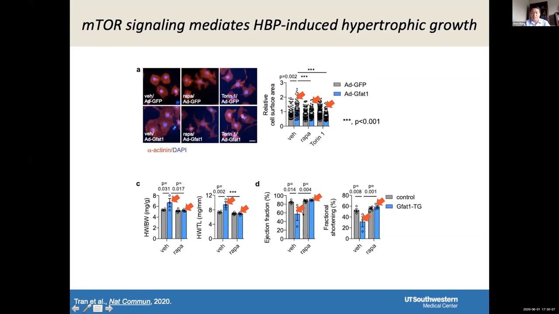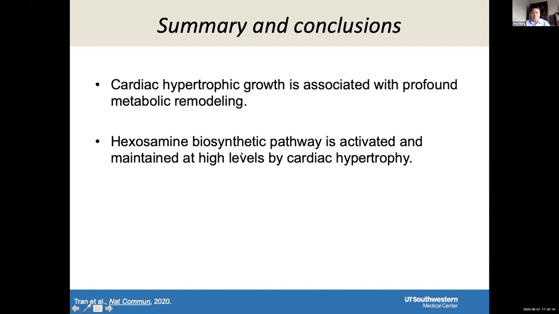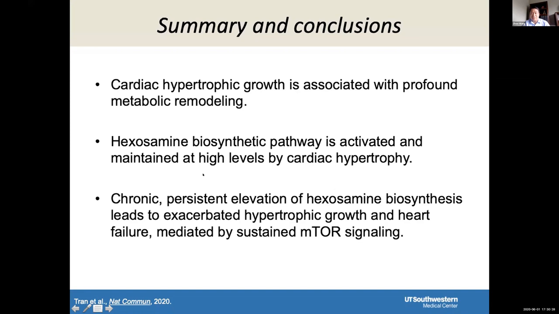So in summary, cardiac hypertrophy growth is associated with profound metabolic remodeling. The hexosamine biosynthetic pathway is activated and maintained at very high levels by cardiac hypertrophy growth. And chronic persistent elevation of hexosamine biosynthetic pathway leads to exacerbated hypertrophy growth and heart failure, which is likely mediated by sustained mTOR signaling across the whole process of hypertrophy growth.